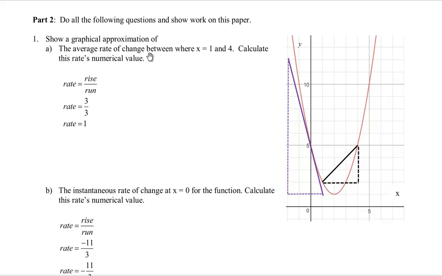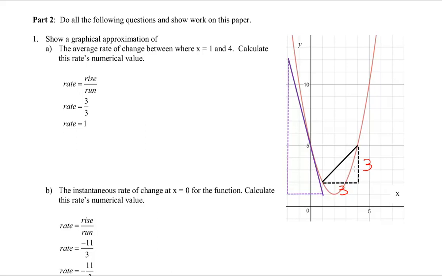In A, you're asked to find the average rate of change between where x is 1 and 4. So where x is 1 would be right here, where x is 4 would be right here. The average rate of change is the slope of the secant between where x is 1 and where x is 4. So it's really just the slope of the secant line. And I'm going to switch to my pen here. Along the bottom, if you count, the run here is 3, and the rise is 3.